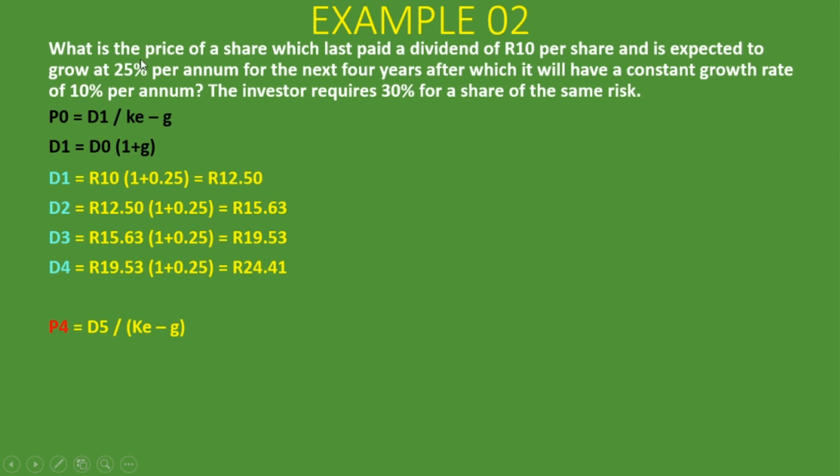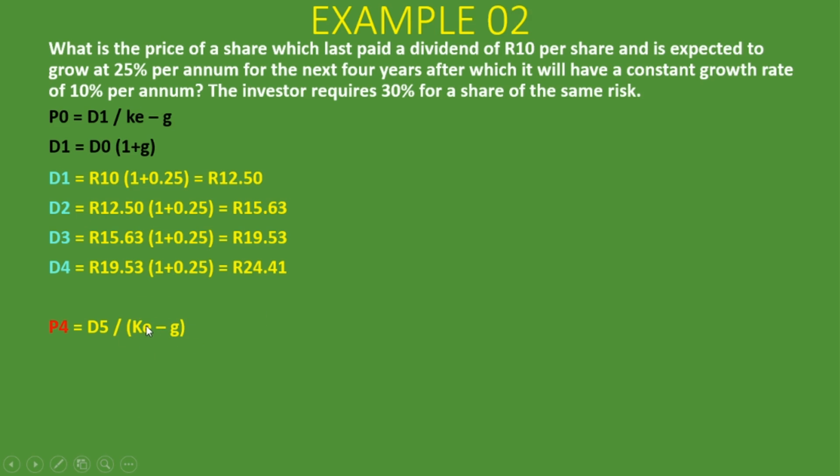Students usually make the mistake of using the growth rate during the supernormal period, which is the 25%, which is incorrect. You have to use the new growth rate where it becomes constant. Okay, so it's the 0.3 required rate of return minus the new growth rate of 10%, 0.1.